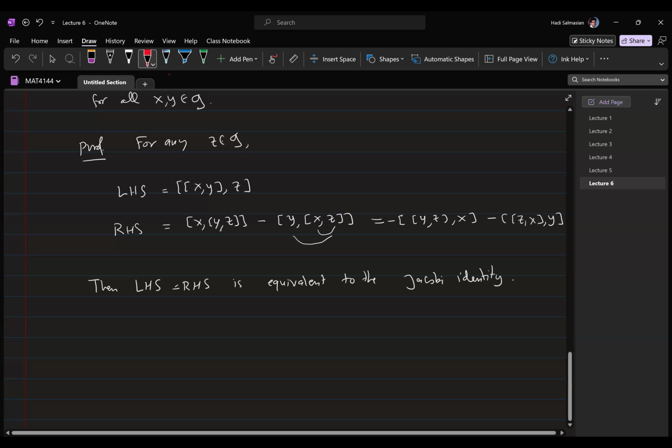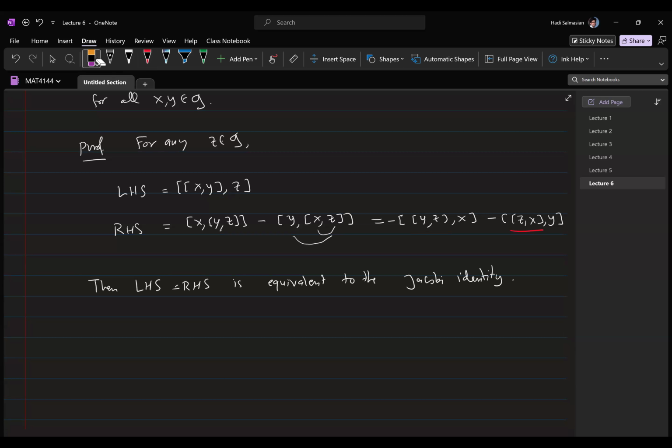Because it will say that the sum of this and this, without the sign and this without the sign, is 0. Okay? Any questions? Is this clear? Everybody happy? All is good? Everybody following, hopefully?